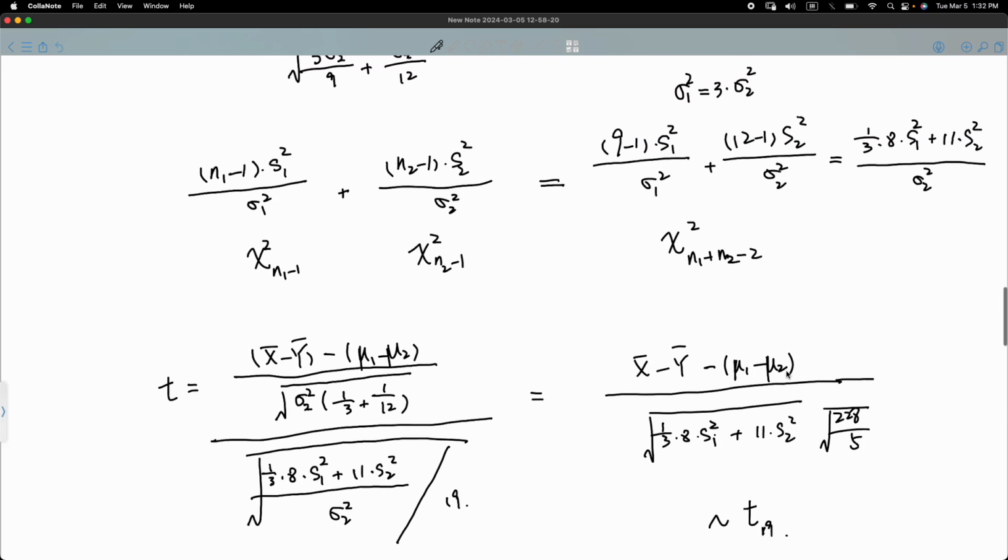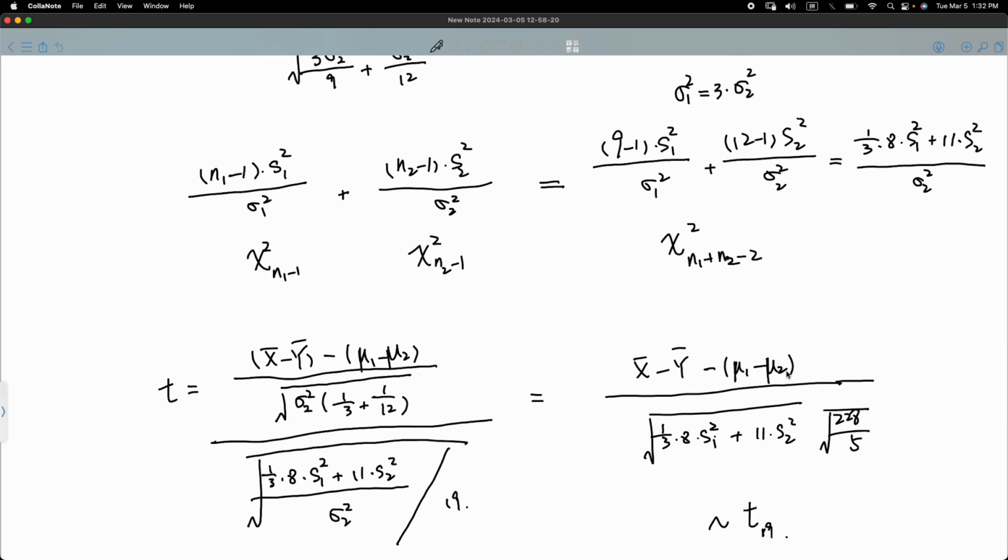Okay, so any question up to this point, just for how to construct the t distribution? Yeah. You said we don't want sigma to show up. Yes, that would be the reason why we need to take this division. So as you can see here, there's no sigma 2 or sigma 1 involved.